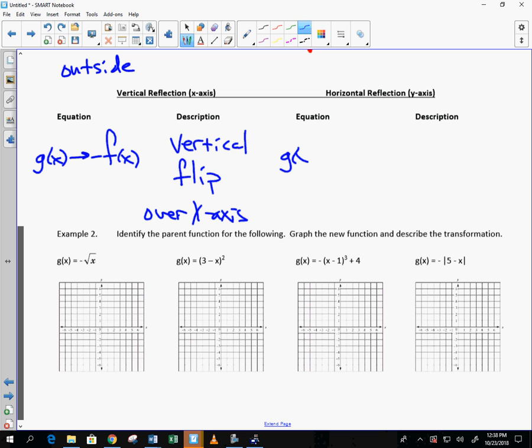What if we took g of x and we transformed it to f of negative x? Is it a negative on the inside or outside? Inside. So that will affect it horizontally.